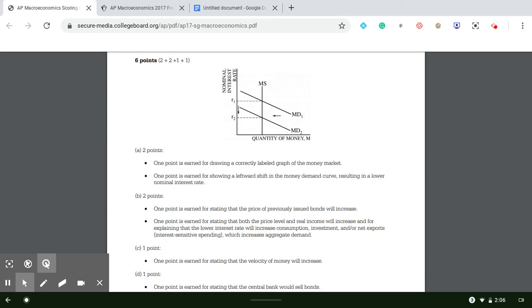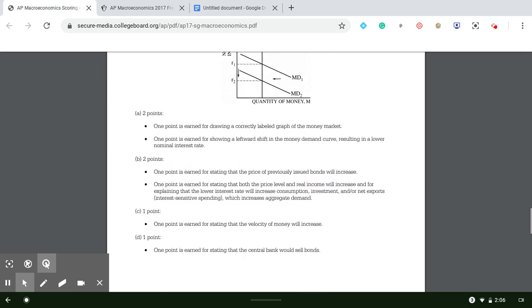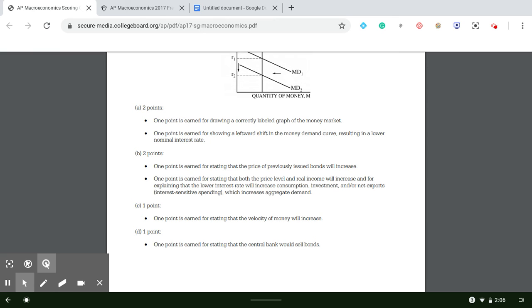1 point is earned for saying that the price level and real income will increase. Okay, again, there's that increase in interest sensitive spending, which increases aggregate demand. 1 point is earned for saying that the velocity of money will increase. I didn't ask for an explanation there, but I showed you guys mathematically how that works.